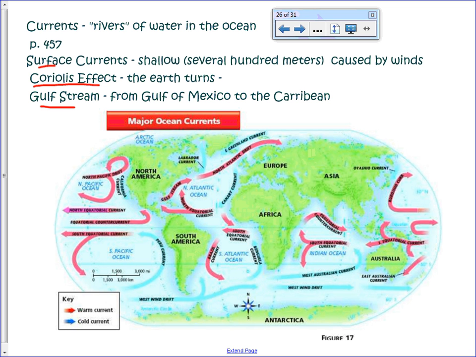Then we have the Coriolis effect, which we'll talk about a little bit more also as we talk about weather. But basically, because the Earth is spinning, things don't travel straight north and straight south. They have a certain curve to them. So you see in the southern hemisphere, things tend to go counterclockwise. And in the northern hemisphere, things tend to go clockwise. And that's because of the spinning of the Earth. Then beyond that, you see here we've got warm currents and cold currents. On this image, it's a little bit harder to see the cold currents.